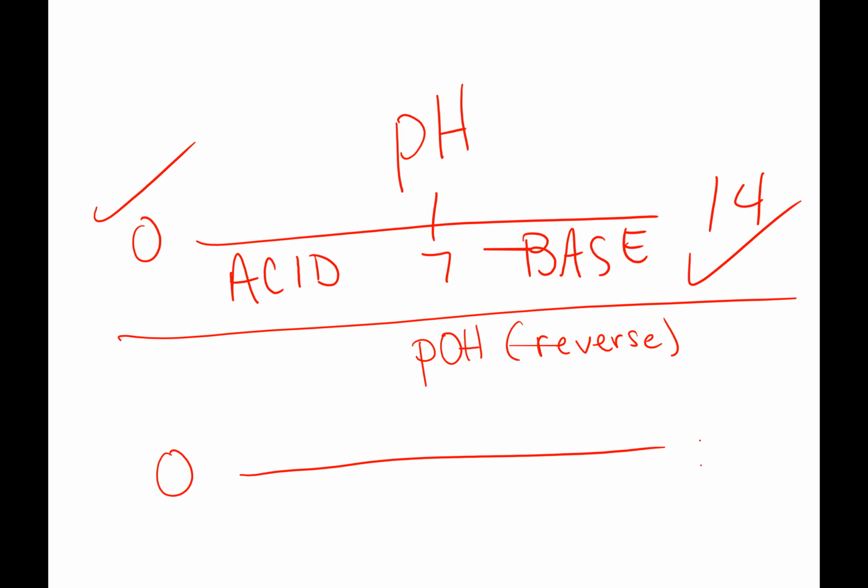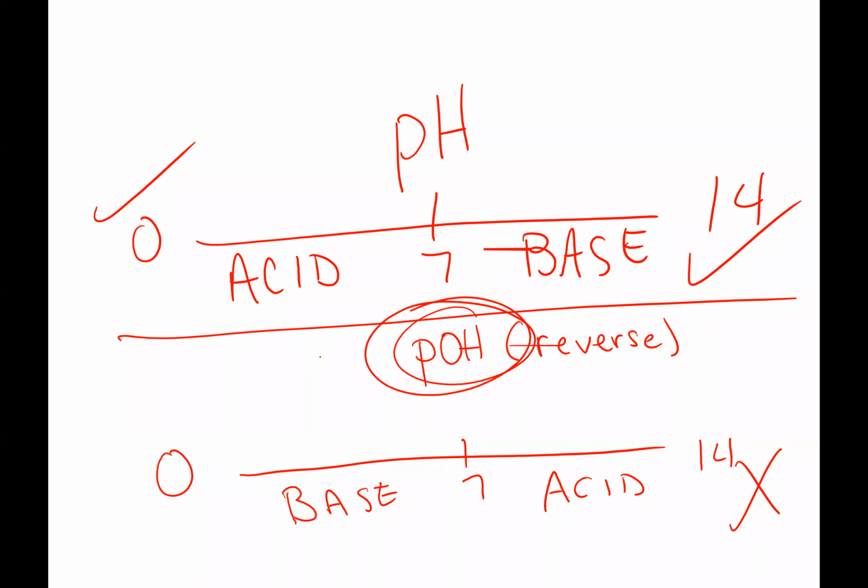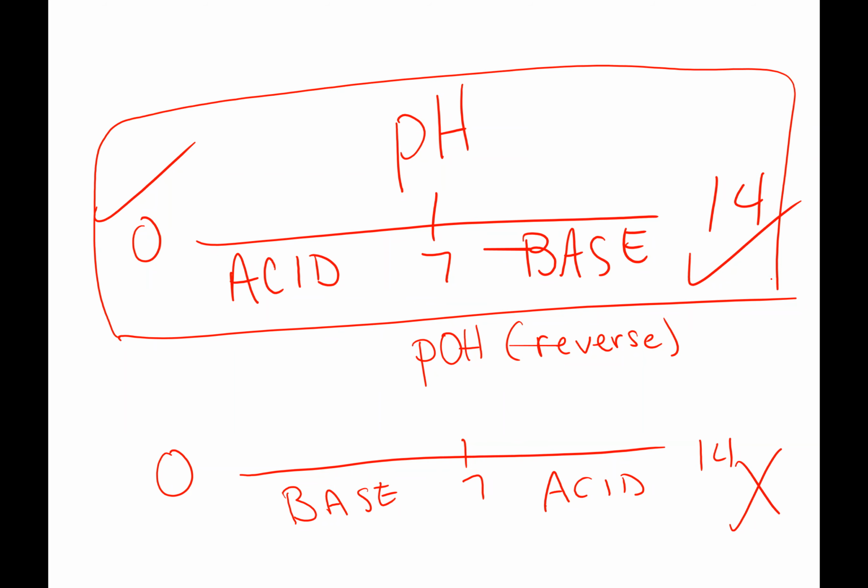So if you went from 0 to 14, and of course 7's in the middle, base is down here, acid is up here. Don't waste your time memorizing that, but it is good to know. So the private messages I got were, if these are basic solutions, why aren't they bigger than 7? The answer is because we're looking at pOH. And the pOH scale is the flip or the reverse. And I know that sounds confusing, but don't stress out about it. The only scale you guys need to know is our good friend, the pH scale.